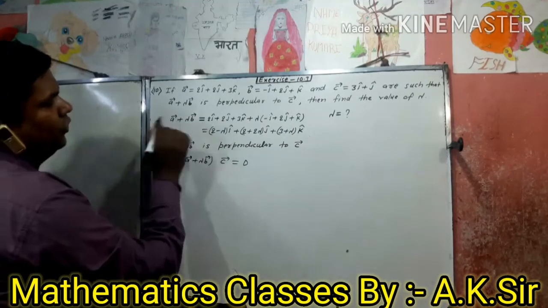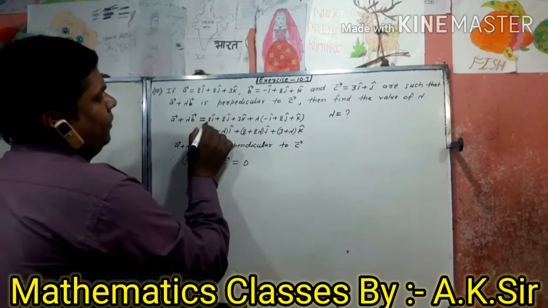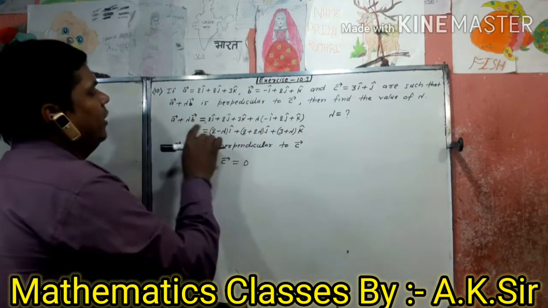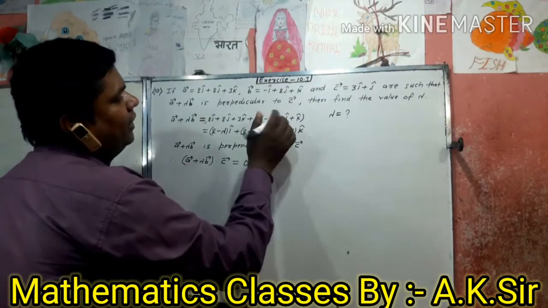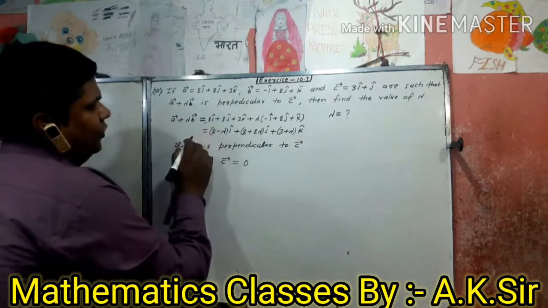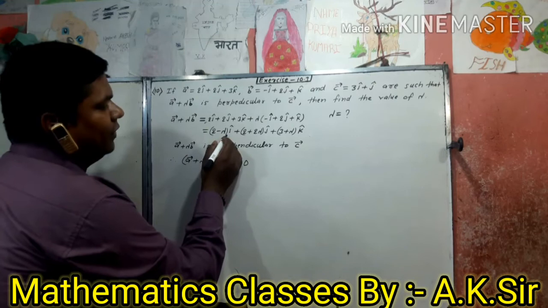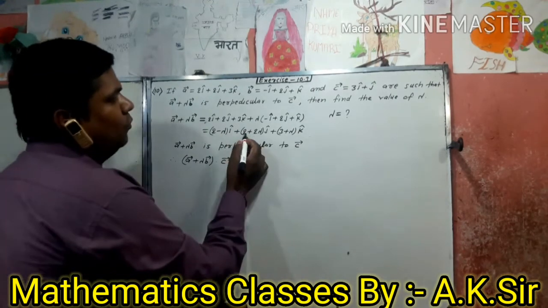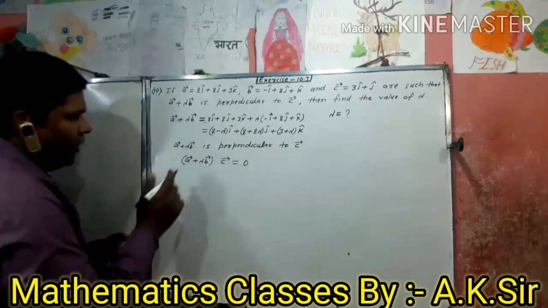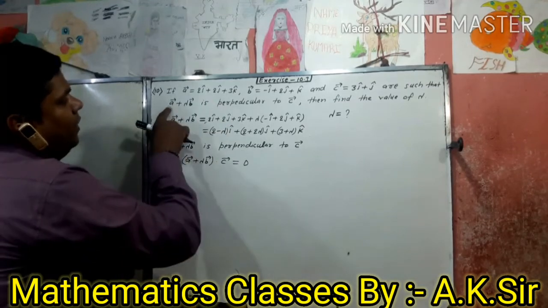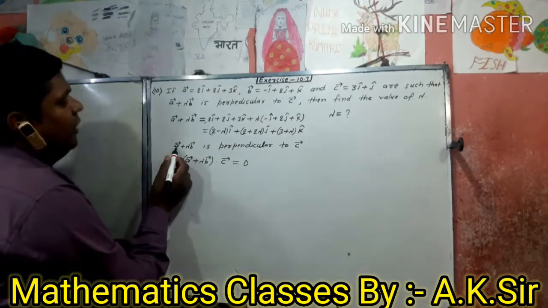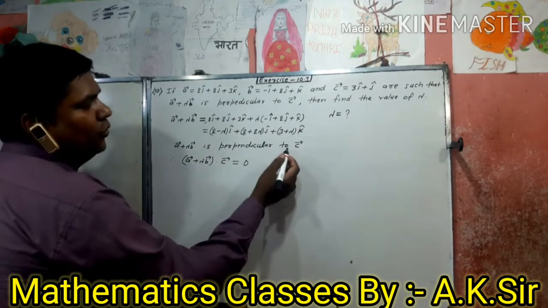A vector plus lambda b vector is equal to 2i cap plus 2j cap plus 3k cap plus lambda, the value of b vector is equal to minus i cap plus 2j cap plus k cap. We can also write it as 2 minus lambda with common i cap plus 2 plus 2 lambda with common j cap plus 3 plus lambda into k cap. From the question, given a vector plus lambda b vector is perpendicular to c vector.